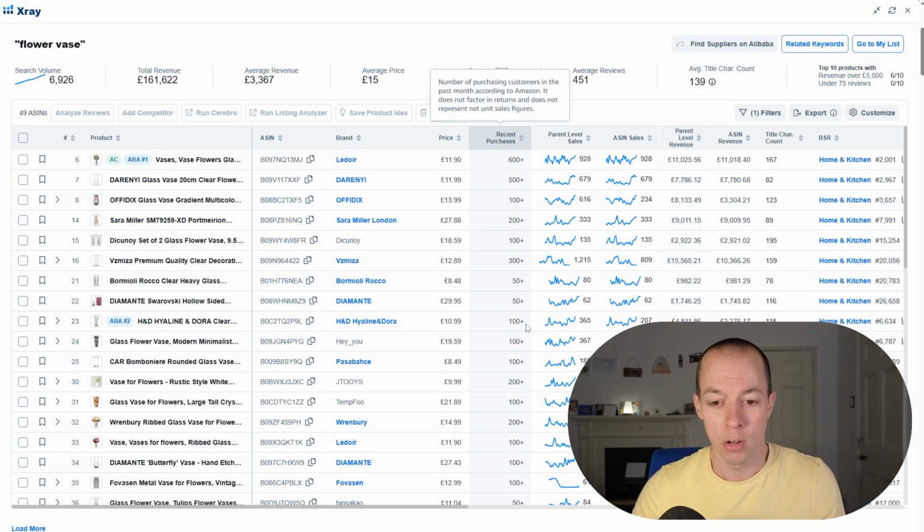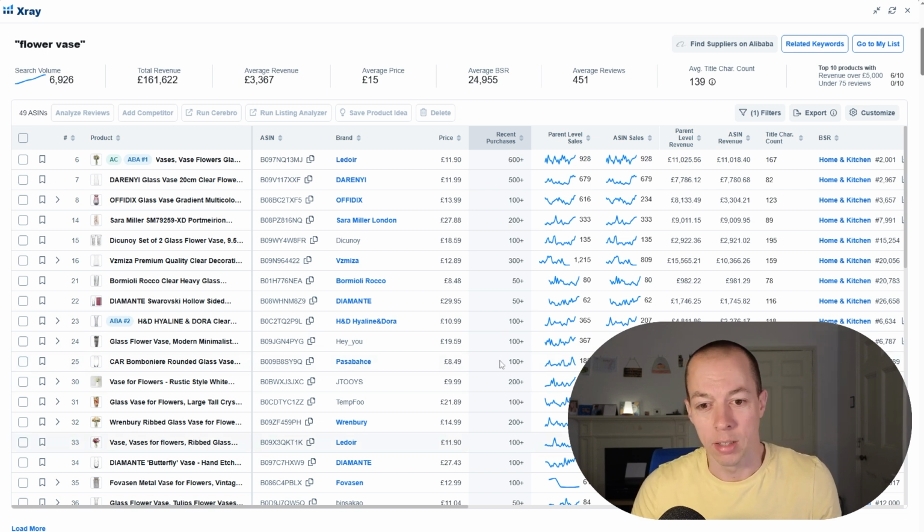Whereas this recent purchases column, this is Amazon's own data. Now, it's not 100% accurate, as they only give you a minimum figure. But for most of these, you know it's going to be between the figure they give you and 100 more. So for example here, 100 plus means 100 to 200, 200 plus means 200 to 300, whereas 50 plus only means between 50 and 100.